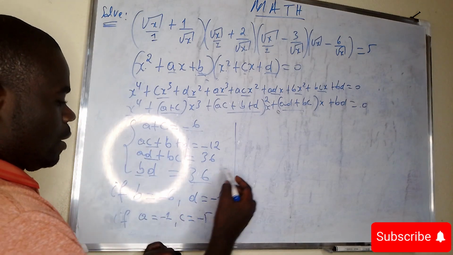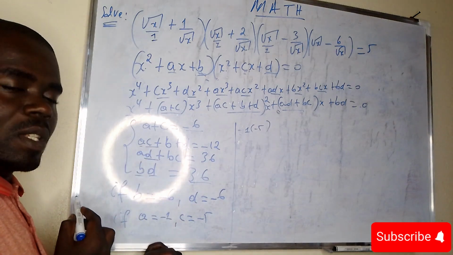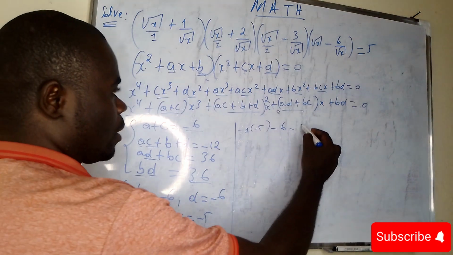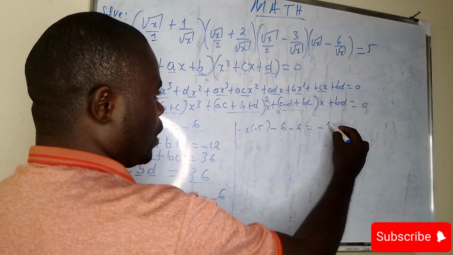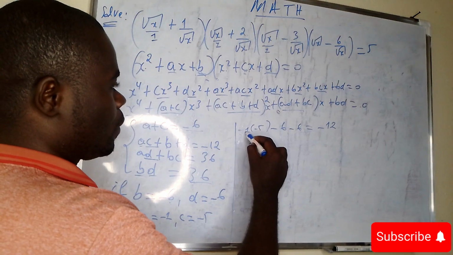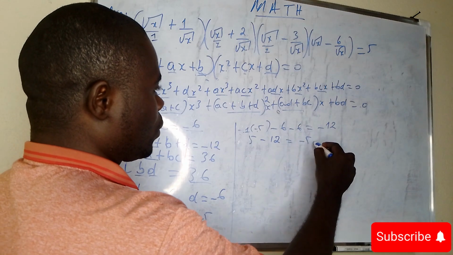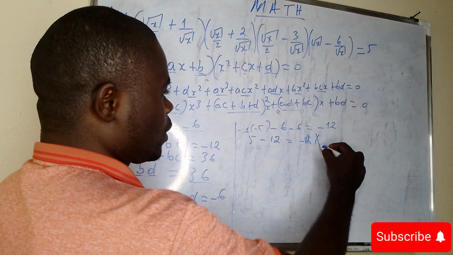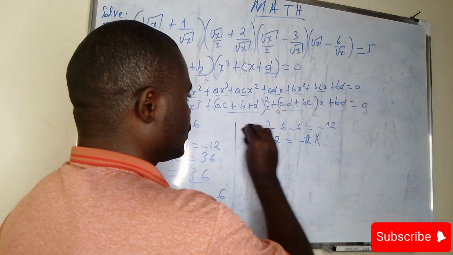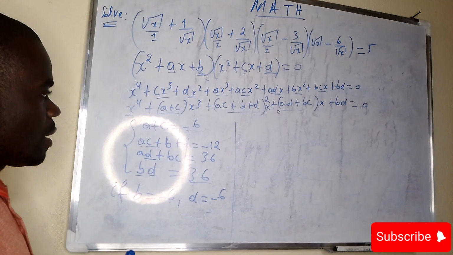Let's verify this. It is negative 1 times negative 5 because it is a times c, then negative 6 because it is add b, then negative 6 again, which is equal to negative 12. So is this true? We get 5 minus 12, which is not equal to negative 12, which is not correct. So we need to check other numbers which are added to get this a and c.